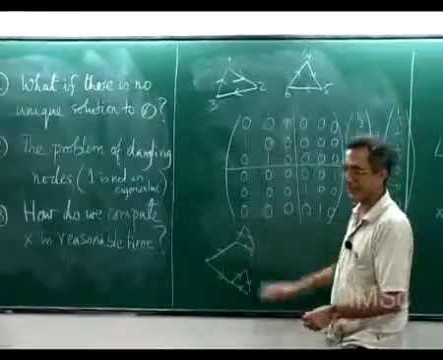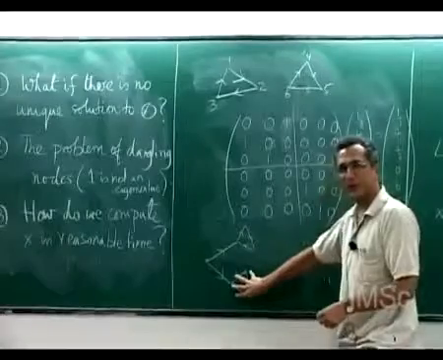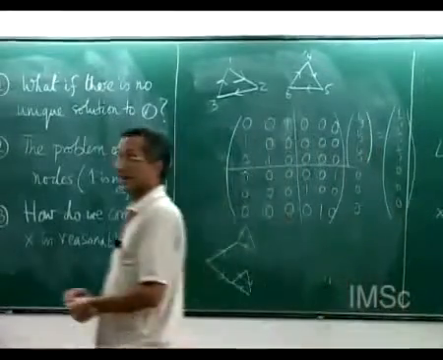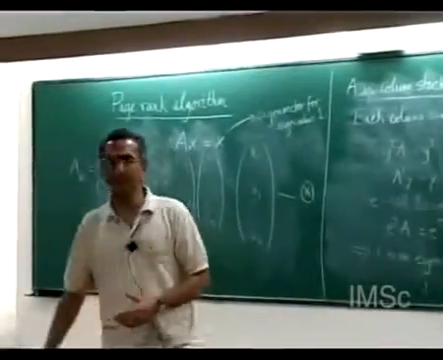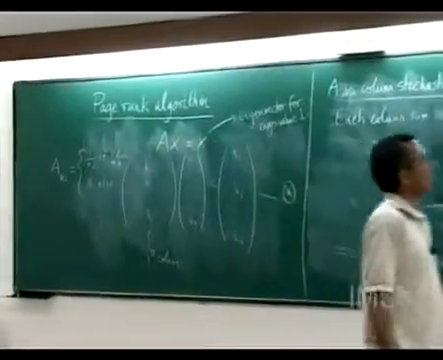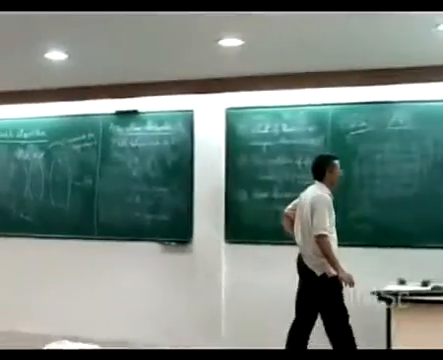You can check that out easily. Another one which corresponds to this. So if the graph is not strongly connected, then there can be multiple solutions to this.